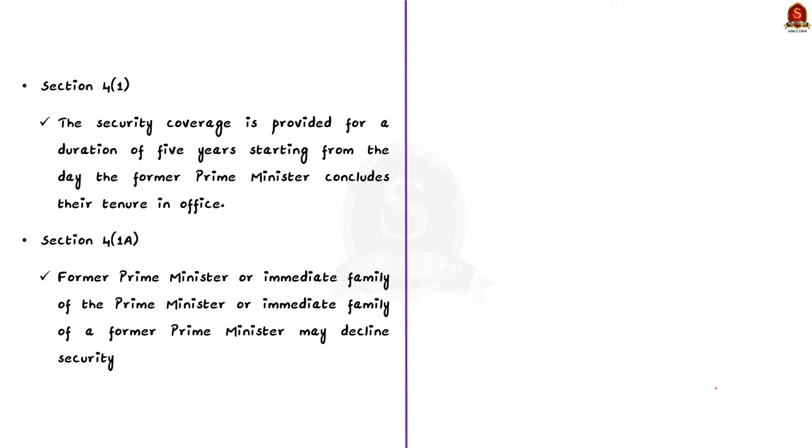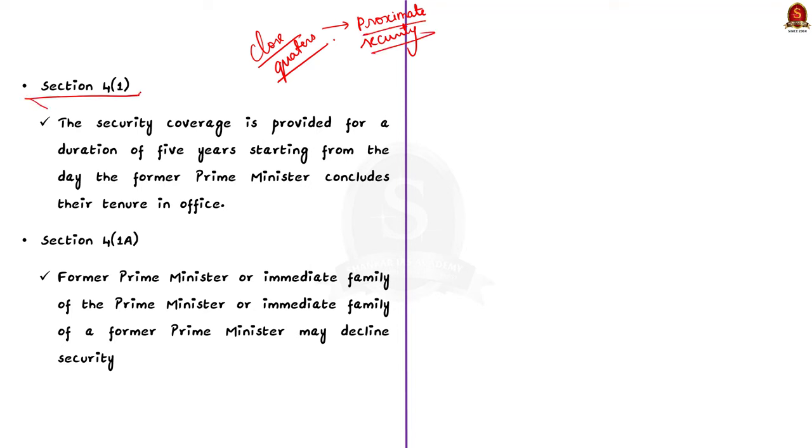According to SPG Act, proximate security means protection provided from close quarters, that is protection is provided during the journey by road, rail, air or water. The protection is also provided during functions, engagements and in the residence. We saw that former Prime Minister or members of his immediate family enjoy this proximate security.